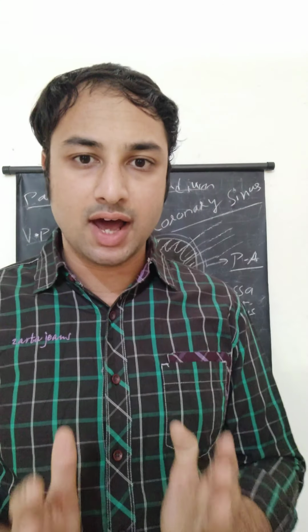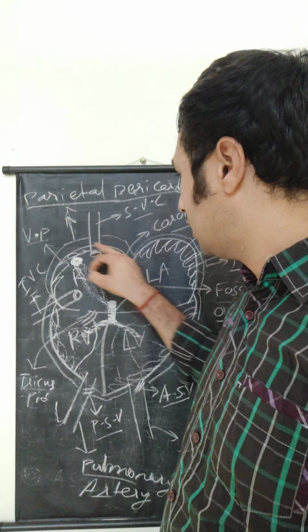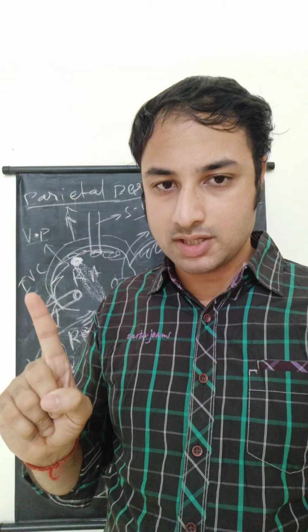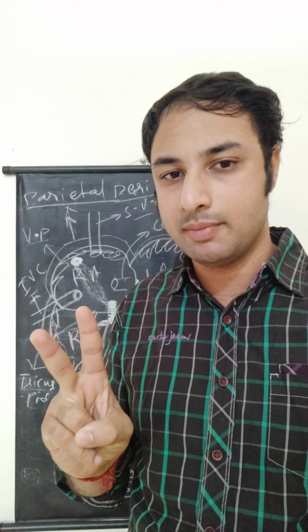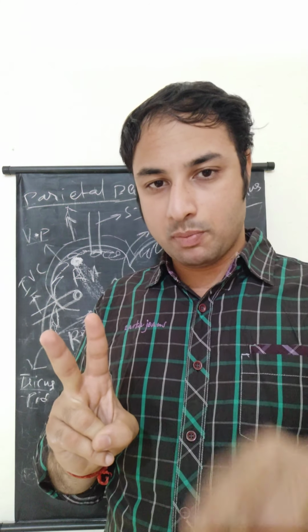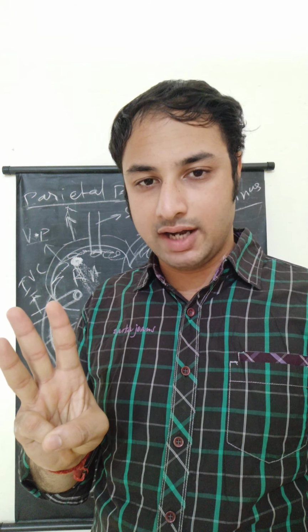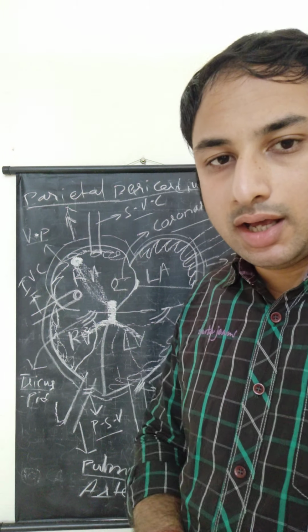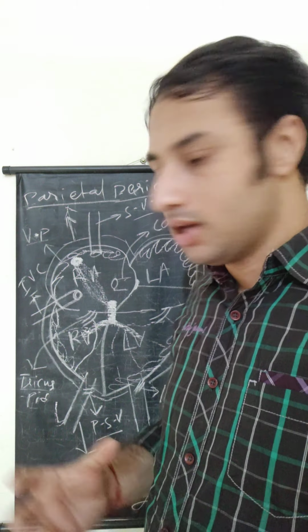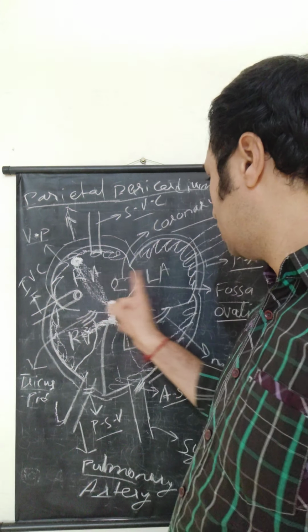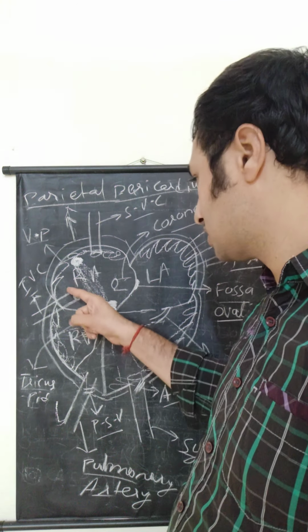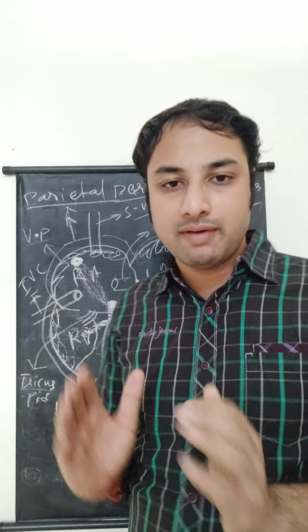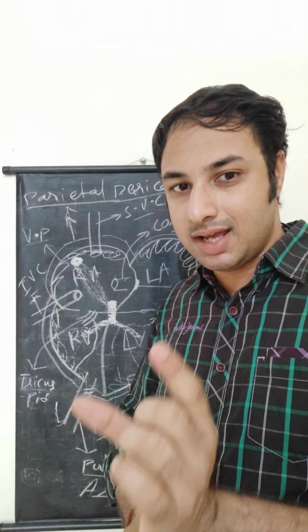Now we will talk about the wall of the heart. The wall of the heart is made up of three layers. The outer layer, epicardium, is made up of simple squamous epithelium. The middle layer is called the myocardium, which is made up of cardiac muscles, and the innermost layer is called the endocardium, which is also made up of simple squamous epithelium. Our human heart has four chambers: two upper chambers and two lower chambers. The upper chambers are called the atrium, the lower chambers are called the ventricle, and they are divided by a wall called the septum.